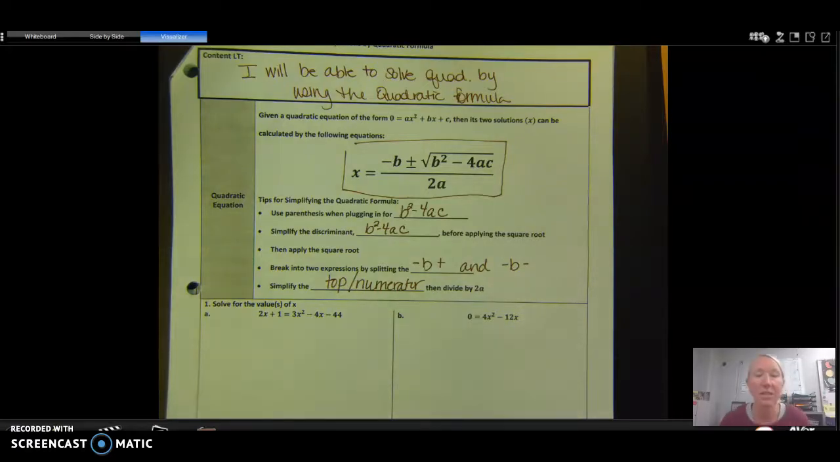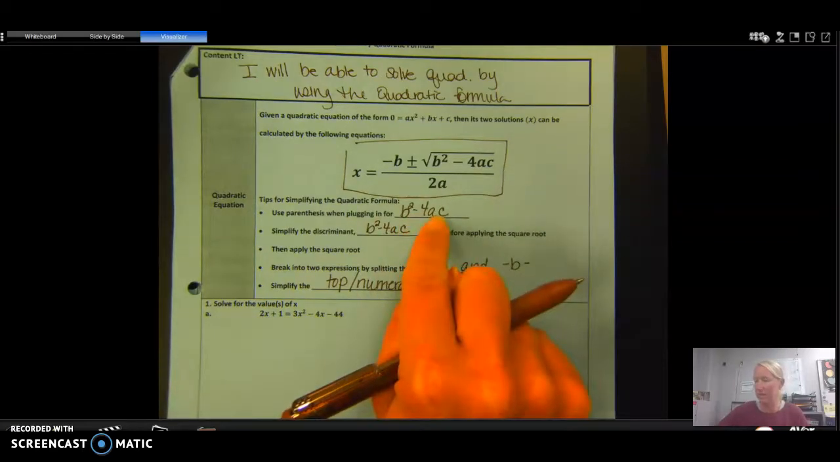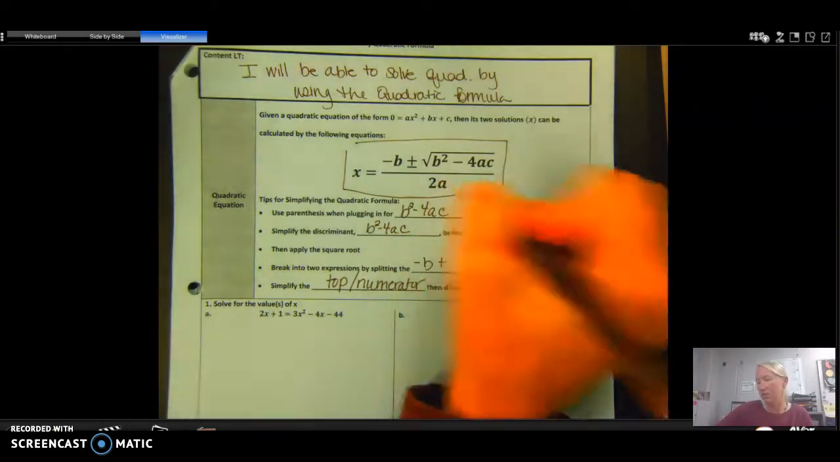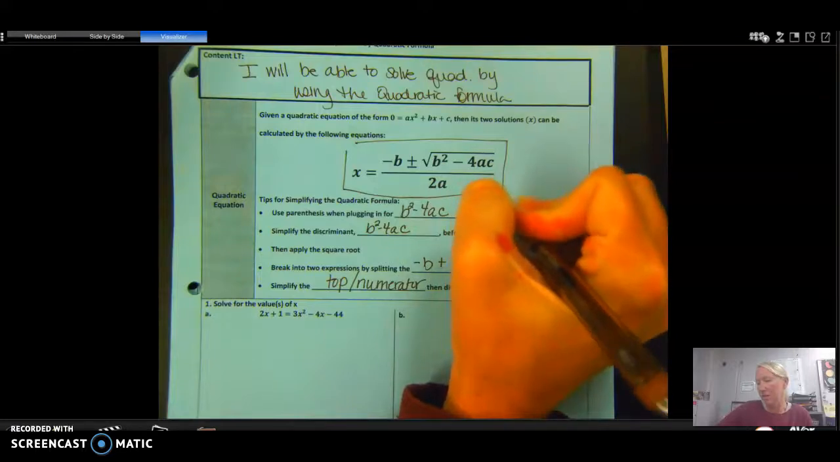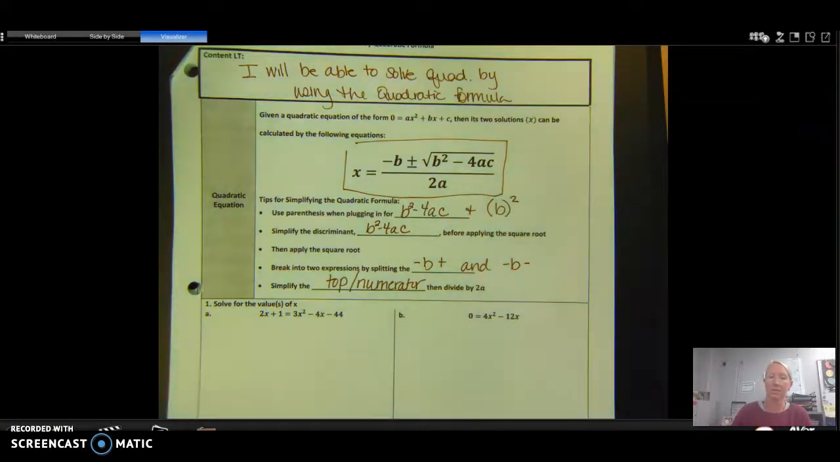So tips for simplifying this quadratic formula: use parentheses when you plug in b squared minus 4ac. You also need to use parentheses when you plug in b squared into your calculator. Otherwise, it may give you the wrong answer. Or if you can do that in your head, sometimes that's better than using the calculator for that. You're going to simplify the discriminant.